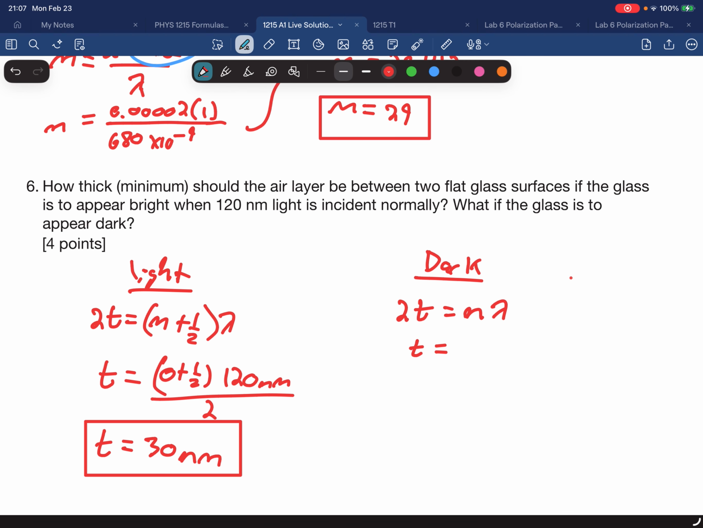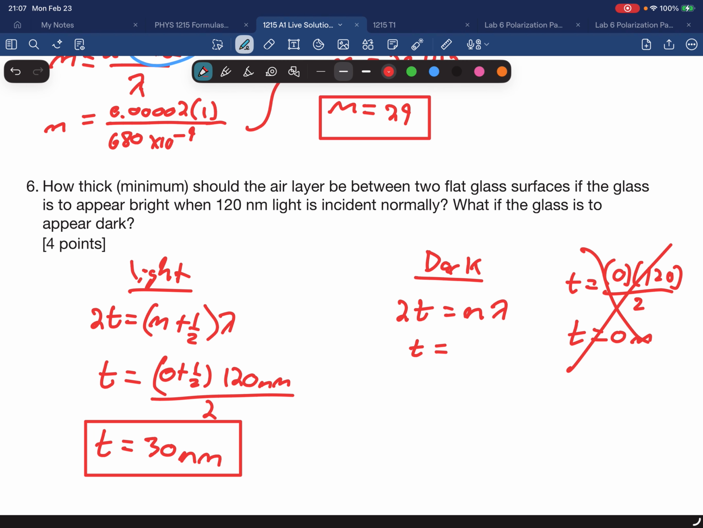I'll do this off to the side. T equals 0 times 120 over 2. T equals 0 meters. This is the trivial solution. It also doesn't really work. If the thickness of the glass is 0, that means the glass is not there. And if the glass isn't there, then of course the surface below will be bright. It'll be lit up. So it doesn't work.